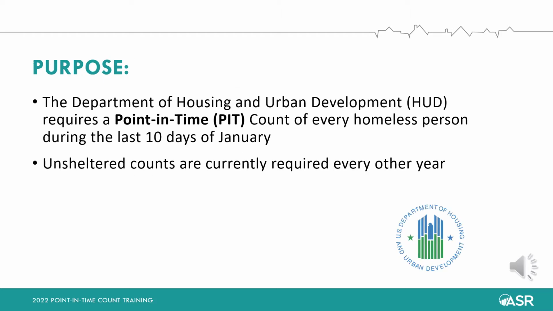There are several reasons why a point-in-time count is conducted. The U.S. Department of Housing and Urban Development, or HUD, requires all communities that receive federal funding for homeless services to conduct a point-in-time or PIT count of all persons experiencing homelessness during the last 10 days of January. Counts of people who are unsheltered, meaning living outdoors, in vehicles, tents, or other similar locations, are currently required every other year. In addition to meeting federal requirements, the point-in-time count provides valuable data for community understanding of homelessness. Data on the extent, prevalence, and reasons for homelessness is invaluable for local planning efforts and community understanding.